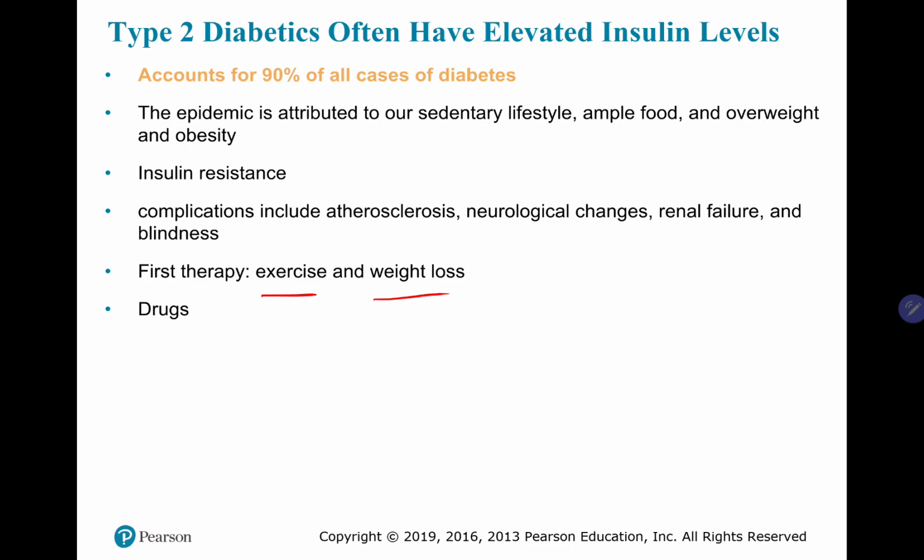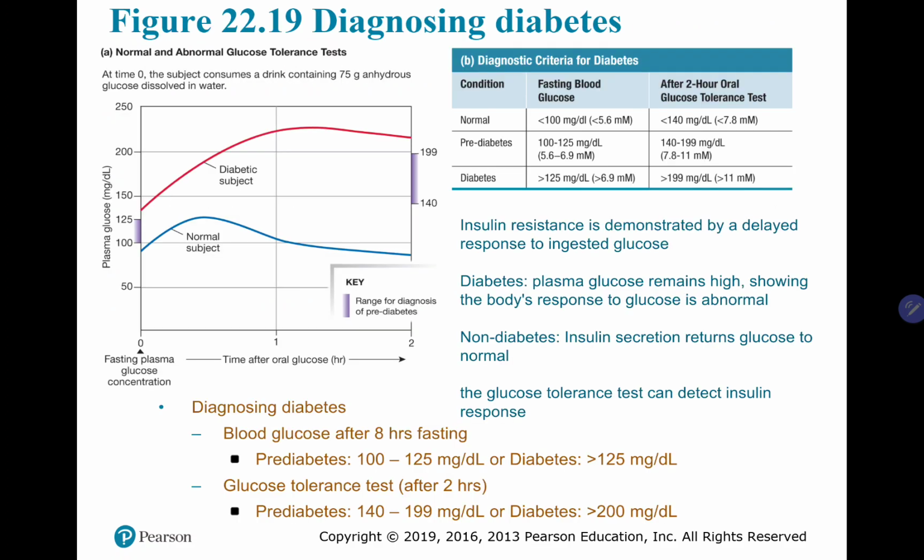So there are certain drugs like the sulfonylureas that will stimulate insulin secretion. Those drugs bind to the potassium ATP channel in the beta cell and close it, and that's going to lead to a depolarized cell, and that's going to lead to calcium influxing into the cell, things like that. But first, therapy should be exercise and weight loss.